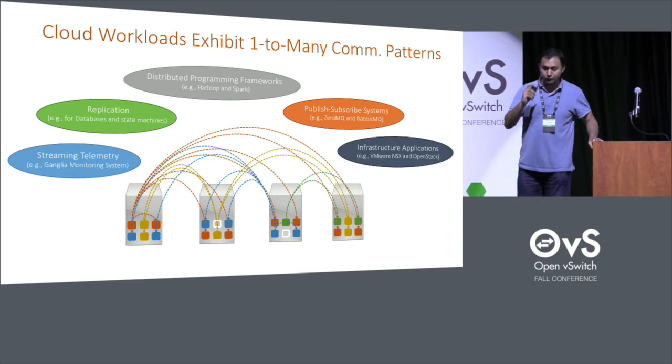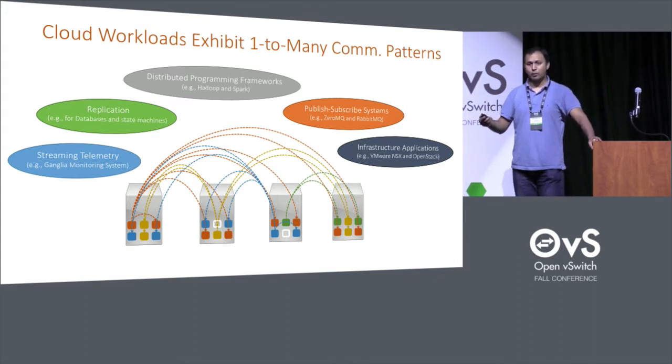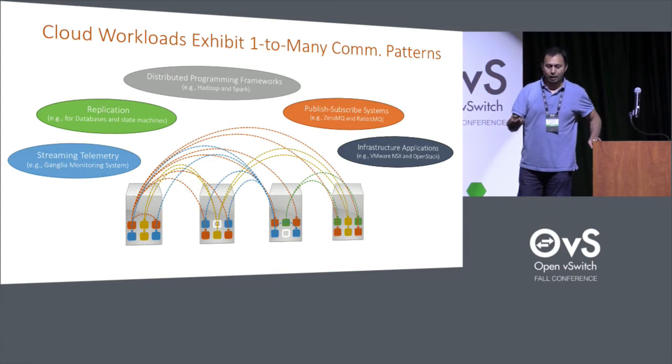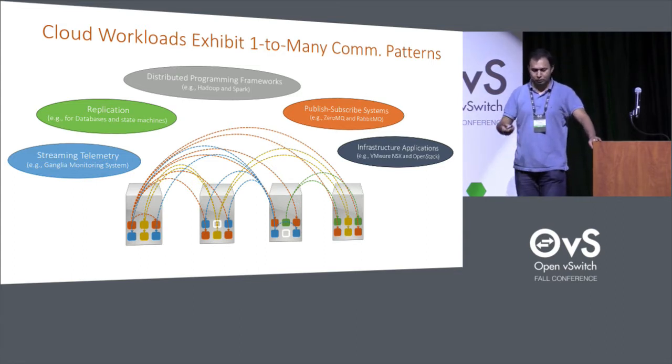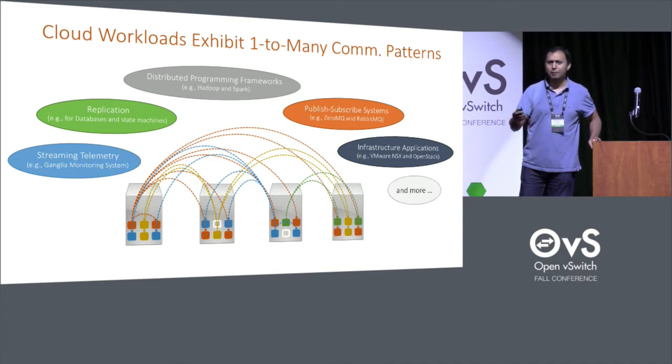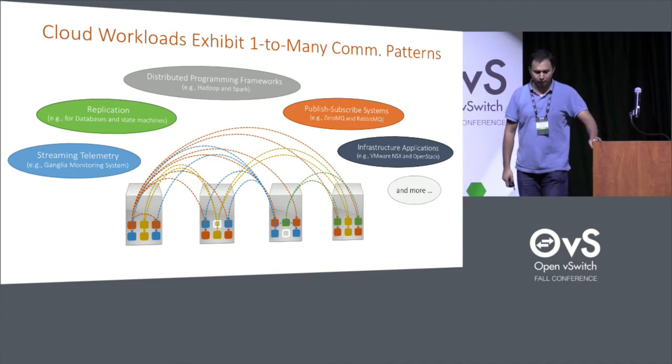And finally, infrastructure applications like VMware NSX, where you are running on top of a provider and you need to replicate broadcast, unicast, and multicast traffic for multiple tenants or clients. And then there can be many more that people are coming up with.